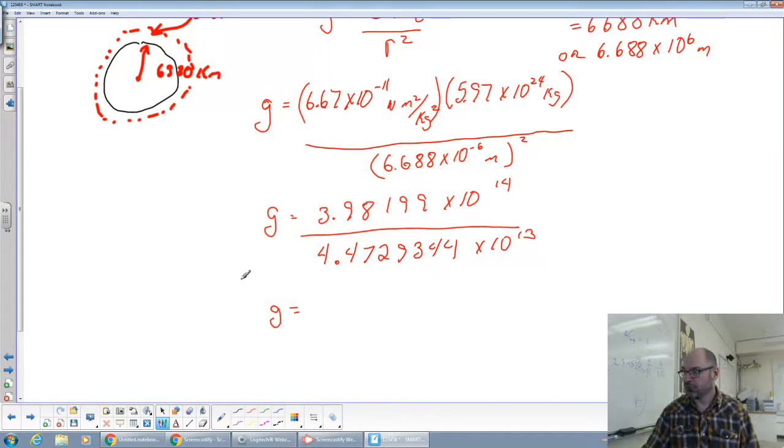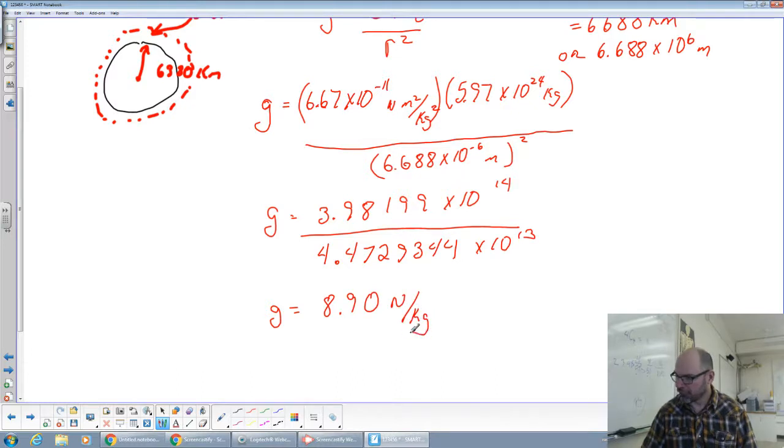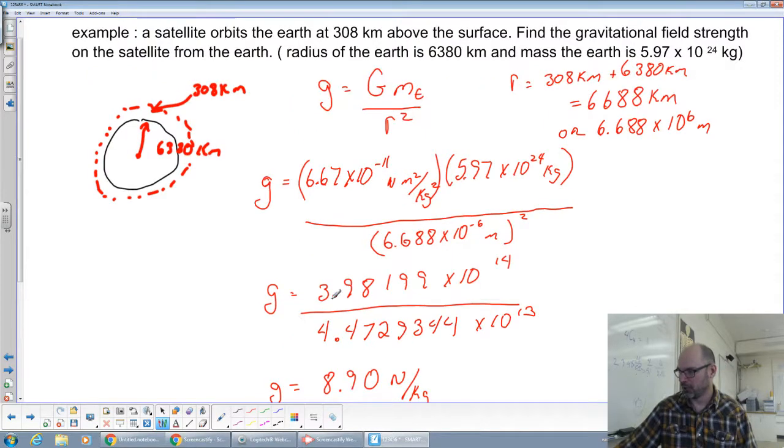Newtons per kilogram. So if you're 308 kilometers above the Earth's surface, then there's a slight change in the gravitational field strength. It goes from 9.81 newtons per kilogram to 8.9. Okay. Now, thickness of the crust isn't that big, right? It's only about 6 kilometers, I think, at the thickest point.